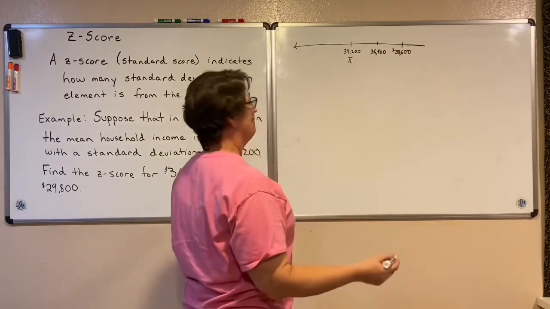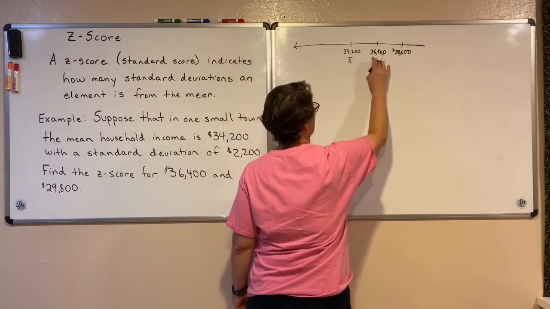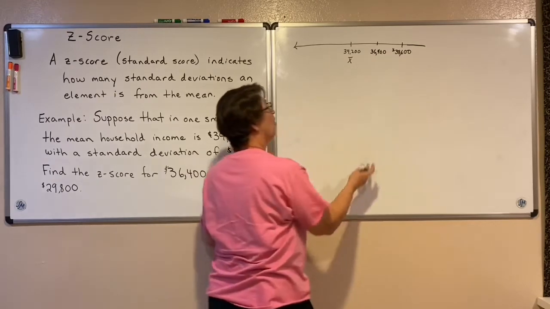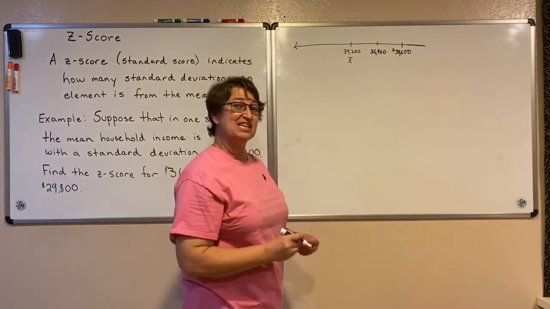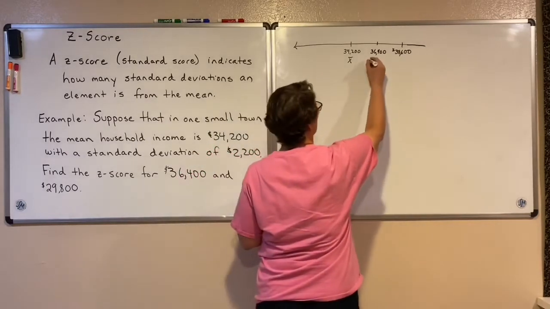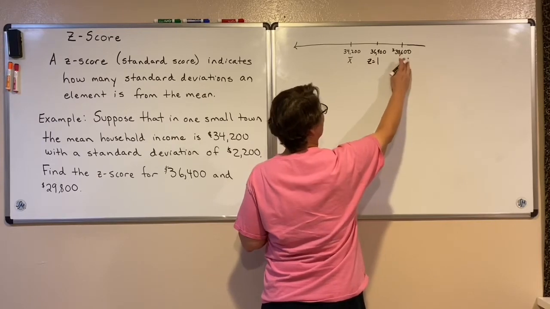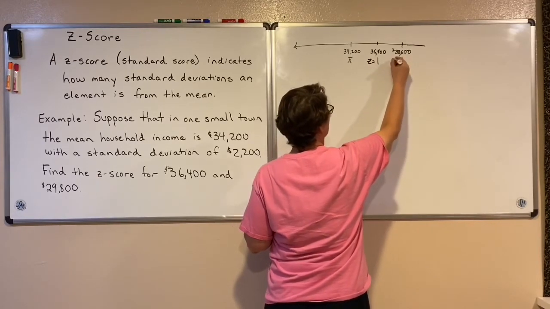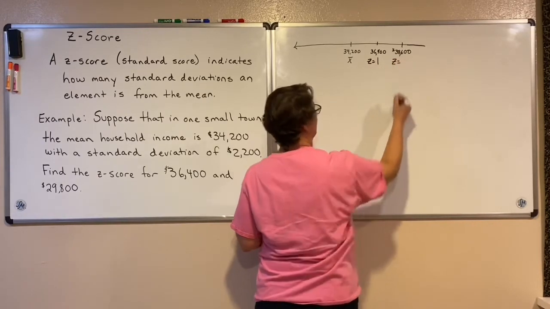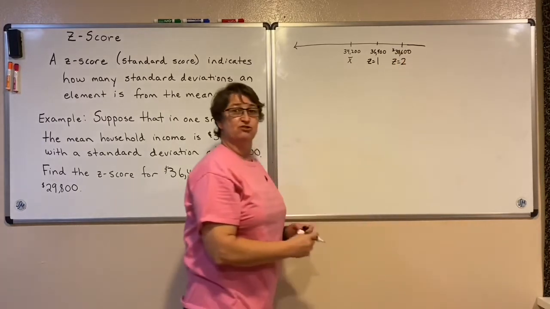Then I'm going to go backwards a standard deviation. So this is 1 standard deviation above the mean, or we say that the z-score there is equal to 1 because this value is 1 standard deviation above the mean. 38,600 is 2 standard deviations above the mean. So we say that the z-score there is 2.